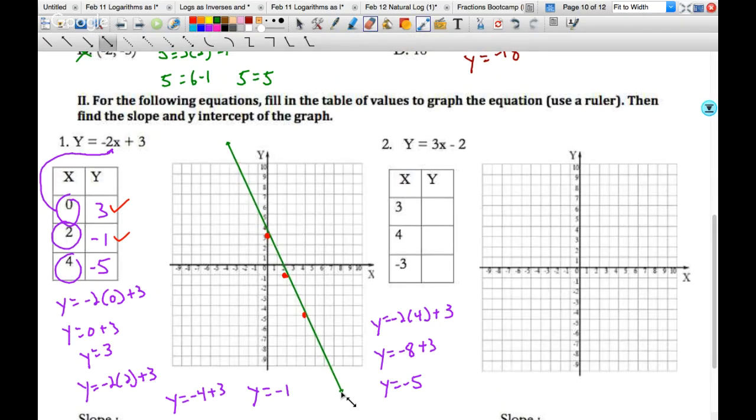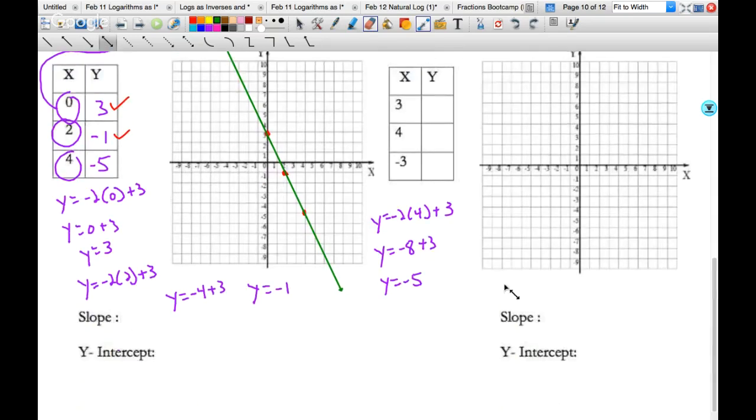All right, connect those up with the straight line. And we have filled in the table. Then we found the slope and the y-intercept. No, we haven't done that yet.